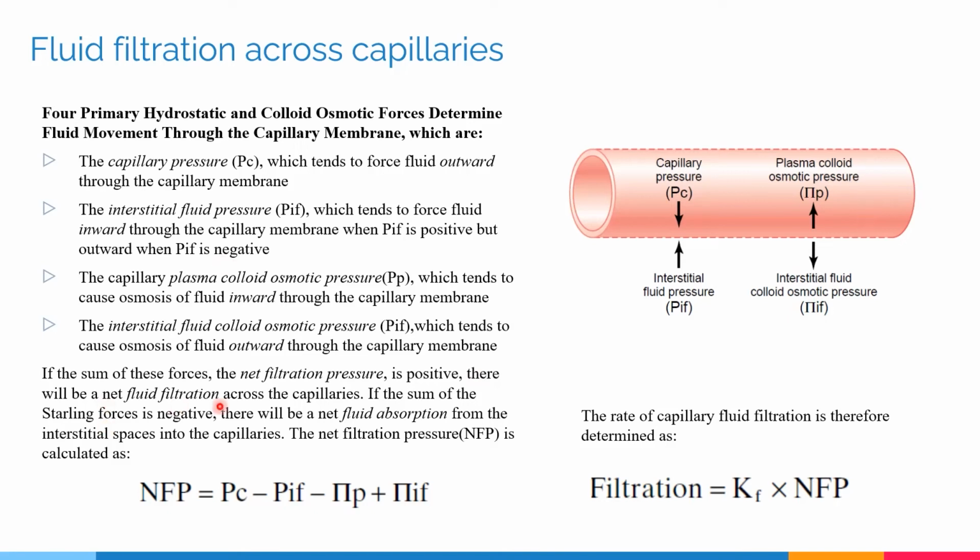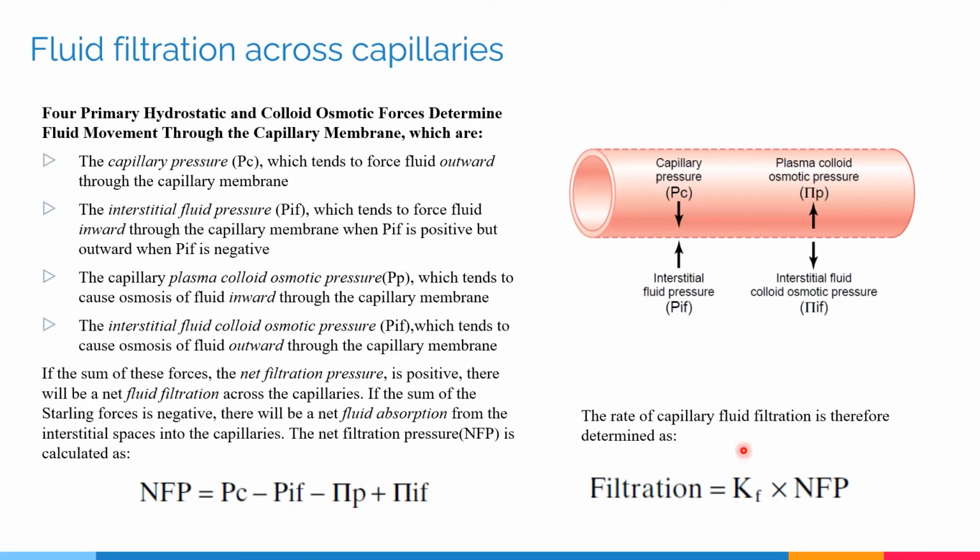If the sum of these forces, the net filtration pressure, is positive, there will be net fluid filtration across the capillaries. If the sum of the Starling forces is negative, there will be net fluid absorption from the interstitial spaces into the capillaries. The net filtration pressure is calculated as NFP equals Pc minus PIF minus πp plus πIF, which is essentially this schematic given in mathematical form.